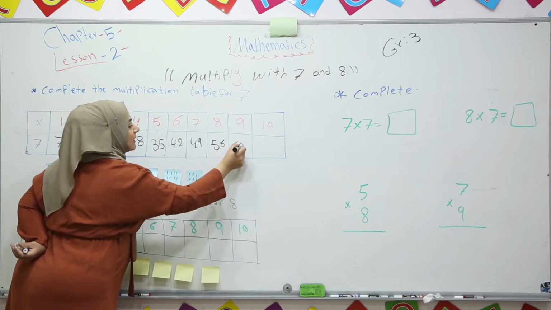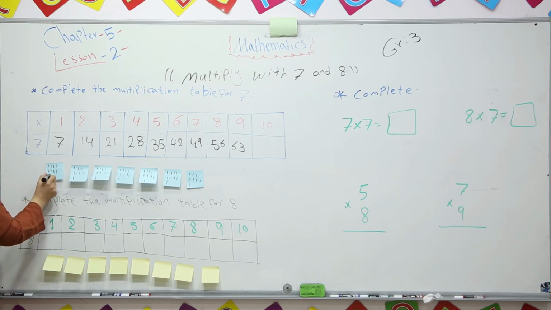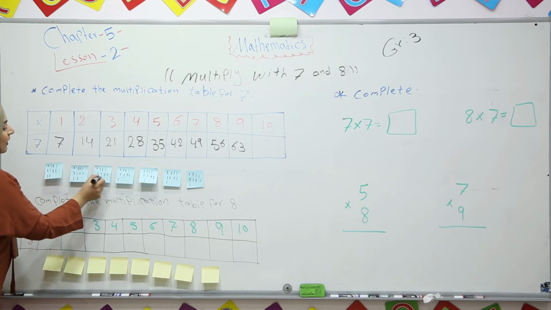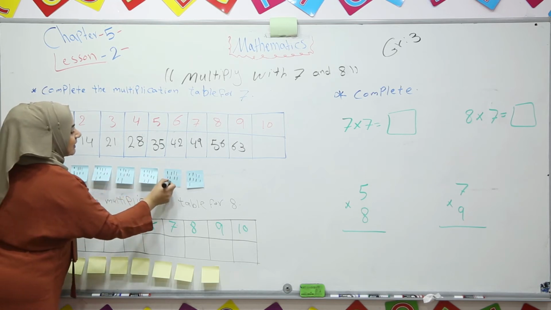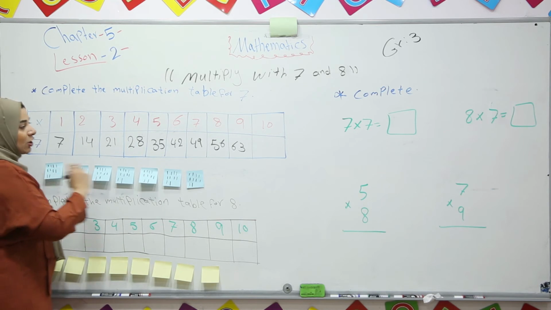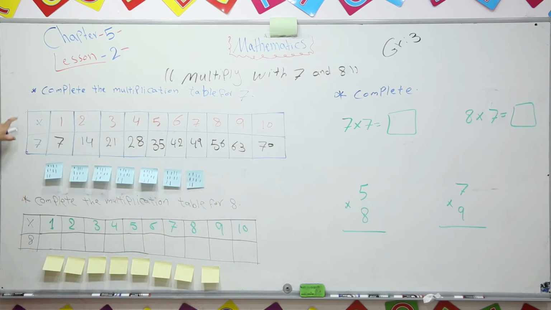So it is 63. 7 times by 10, we have 7 groups of 10 objects. 63, 64, 65, 66, 67, 68, 69, 70. So the answer is 70. So it is the times table of 7, and guys, you should memorize it, okay? Now we have the times table for 8.